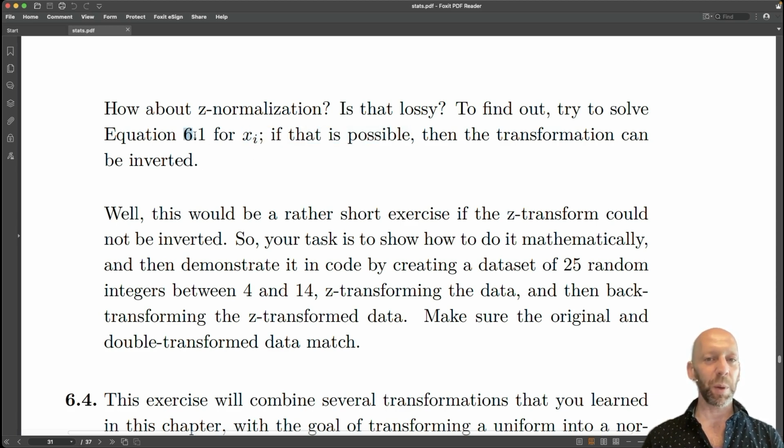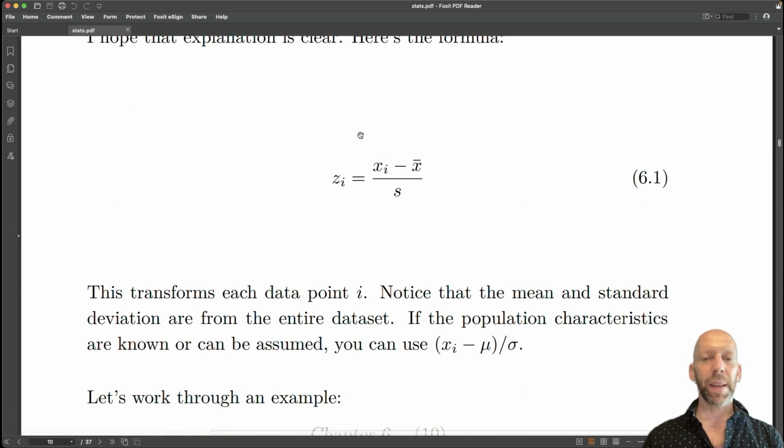Okay, so let me scroll up to equation 6.1 so we can all see what we're referring to here. Here is equation 6.1. So we have our new transformed data value, z sub i, and the i is for the ith data index. The ith data value is xi, so this is the original data, minus the data mean, divided by the data standard deviation. Okay, now if this were a lossless data transformation, then it would be possible to solve this equation for x sub i. If that's not possible, then we have a lossy transformation.